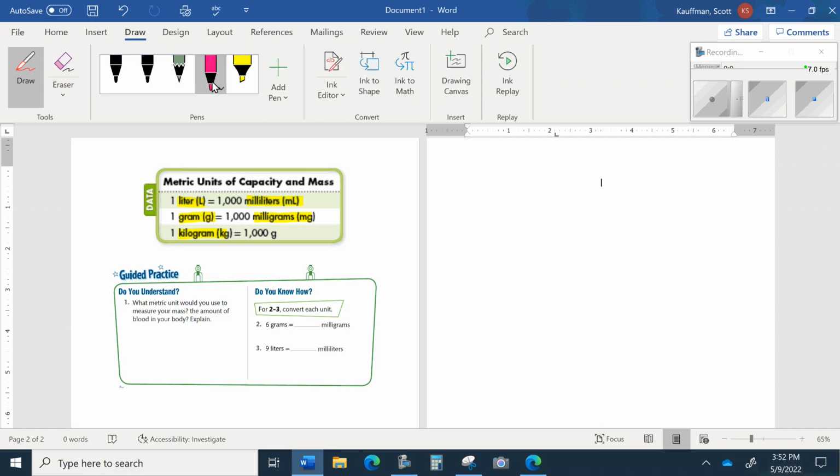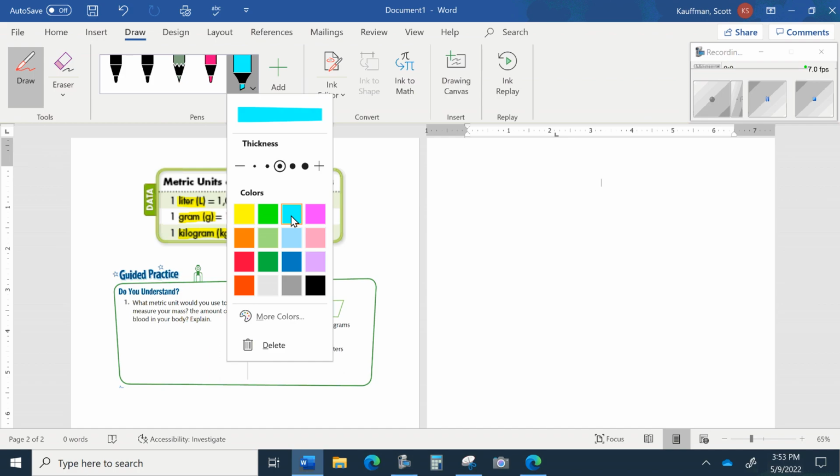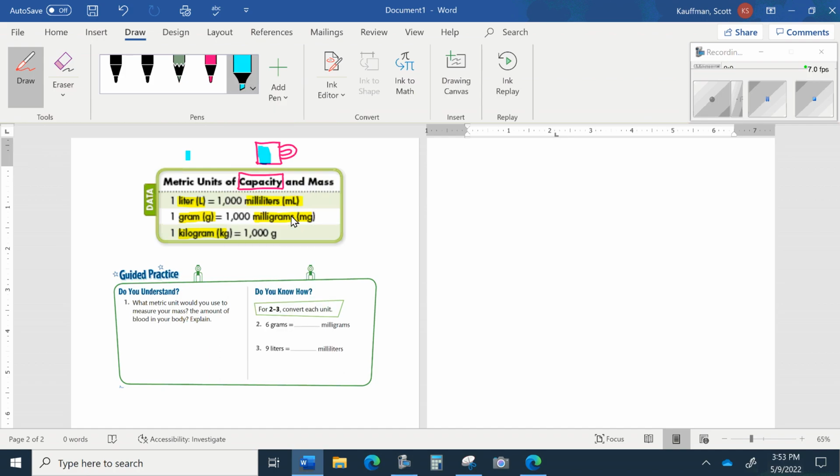So really quickly before we move on, let's do a quick review of what capacity is. Remember, capacity is the amount that something holds. Usually we think of a liquid. So if I had a mug and inside of my mug I had water, that would be like capacity.